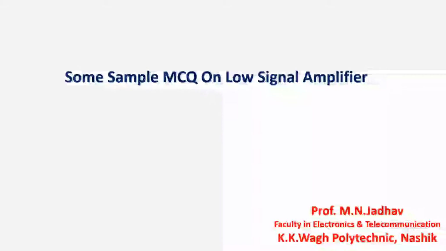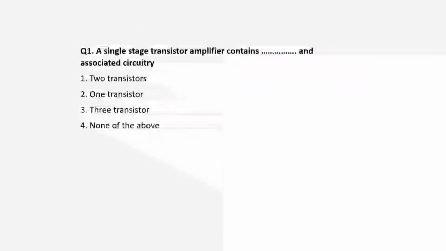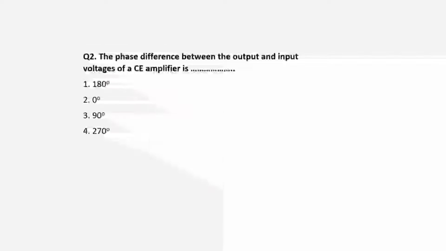Now let us see some questions on this one. This is the first question: a single stage amplifier contains dash circuitry. Means we are expecting whether it consists of one transistor, two, three, or none of the above. As usual, a single stage indicates we have to use a single transistor. So the answer is one transistor. Let us move to the second question.